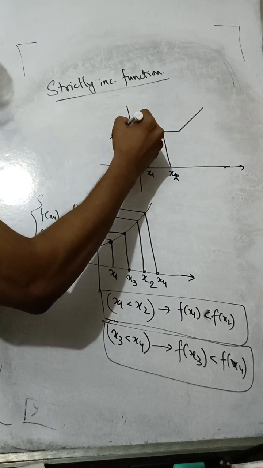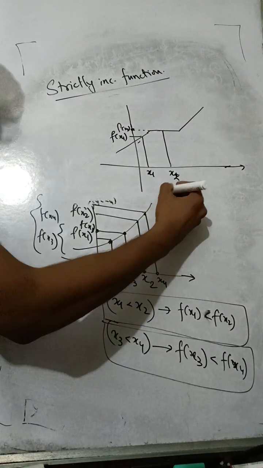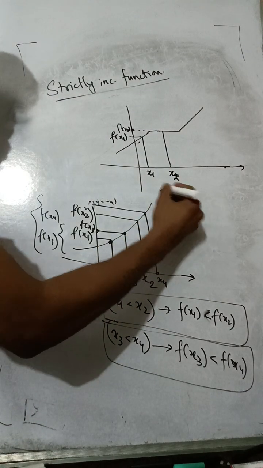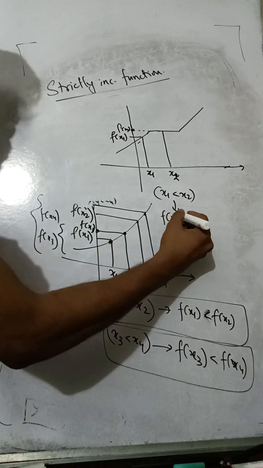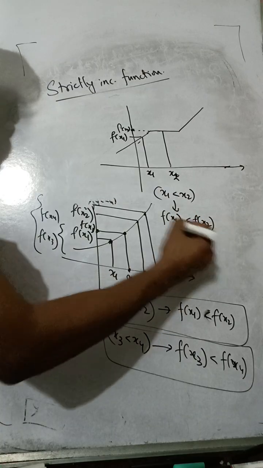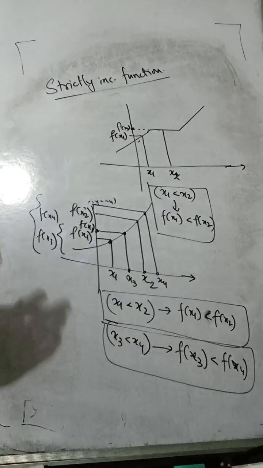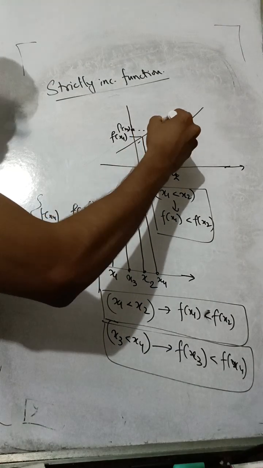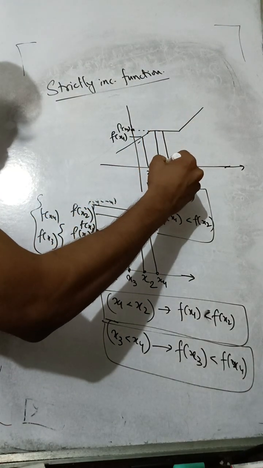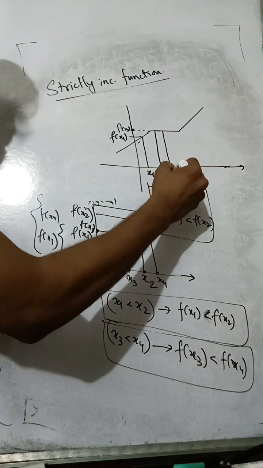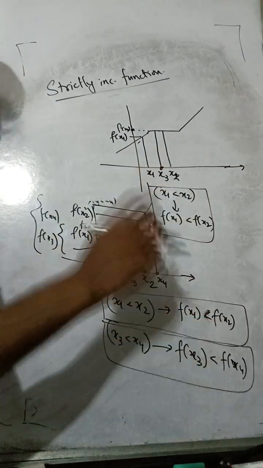This is f(x2). So look, x1 is less than x2, so f(x1) is also less than f(x2). But look at one thing. If we can take another x3 here, now look at one thing.